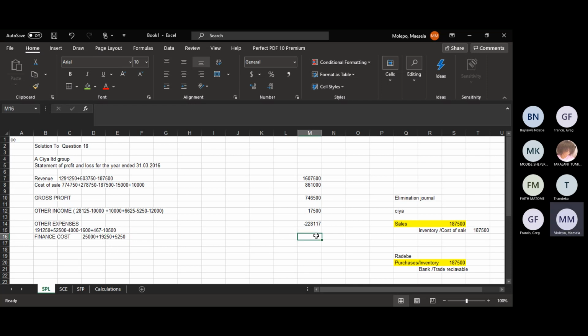We have to get the value here. 25,000 plus 19,250 plus 5,250 is 49,500. But this 49,500, remember, is a finance cost. This one came as an income from the debenture. Finance cost is an expense, as we know.